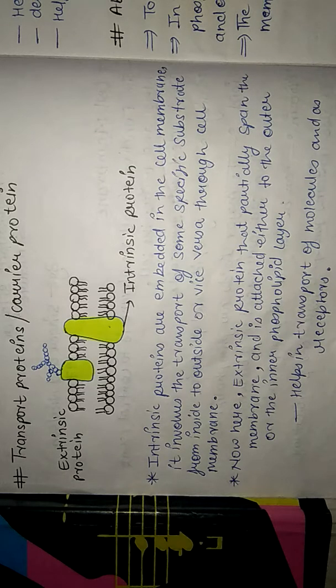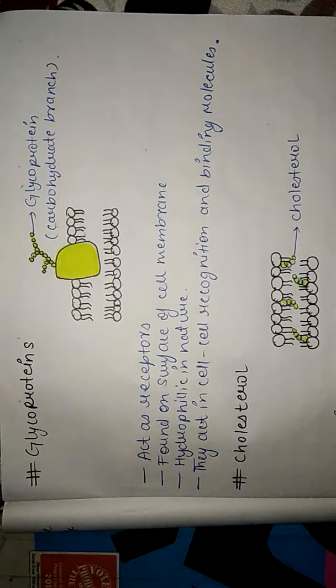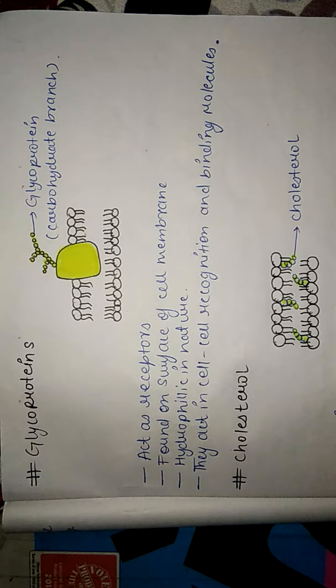Now here, extrinsic proteins partially span the membrane and are attached either to the outer or the inner phospholipid layer. They help in transport of molecules and also act as receptors. Next component, glycoproteins. As shown in the diagram, it is nothing but a carbohydrate branch. These act as receptors found on the surface of the cell membrane. Hydrophilic in nature, they act in cell-cell recognition and binding molecules.